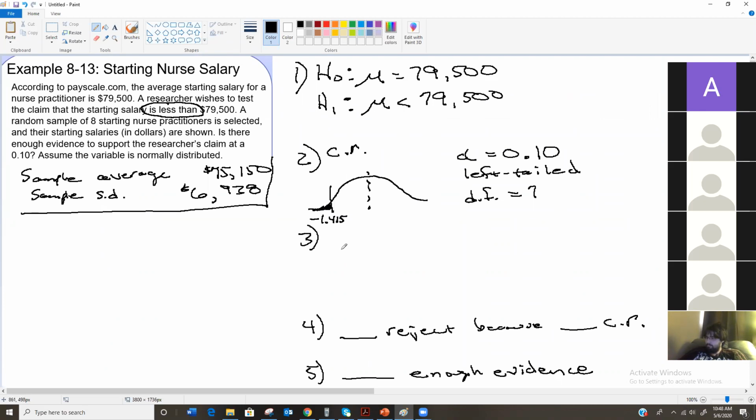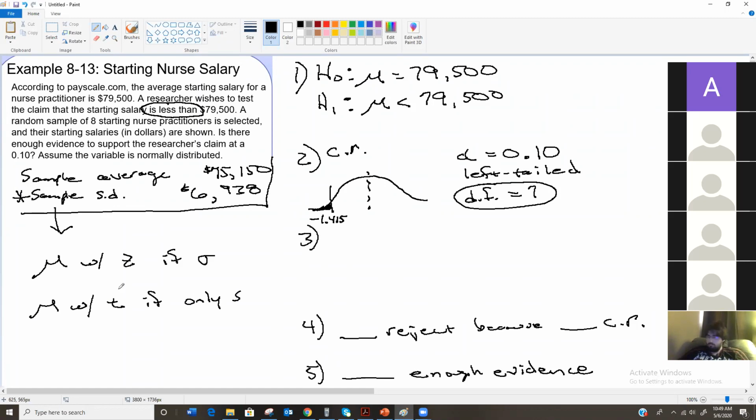Okay, and then how do we know it's a t-test? Like, how did we know we were supposed to do degrees of freedom here and do a t-test? It only gave us the sample, right? So we do the mean with Z if they give us sigma, and we do the mean with T if we only have S. So in this case, we only had S. That's why we're doing degrees of freedom. So we're actually finding a T here. X bar minus mu over S over square root of N.